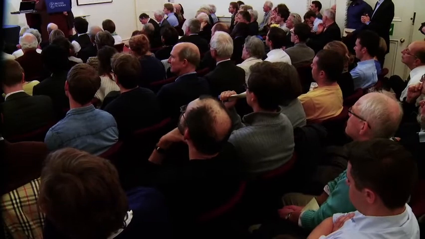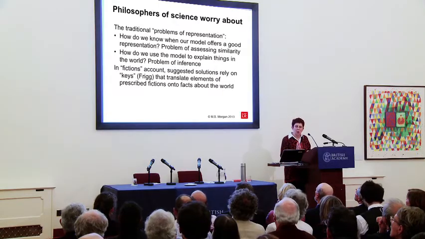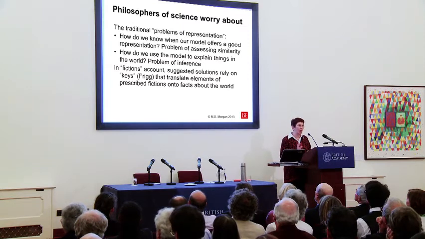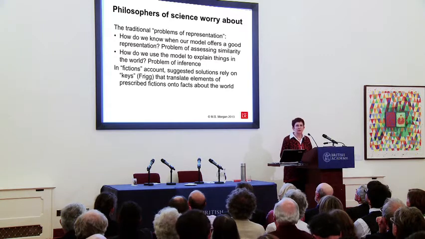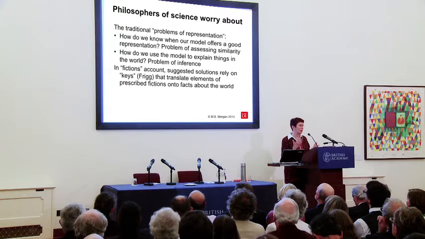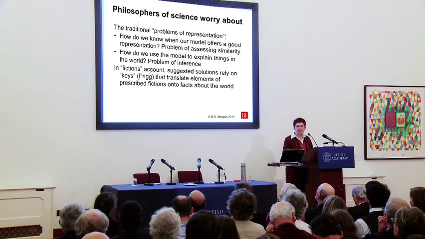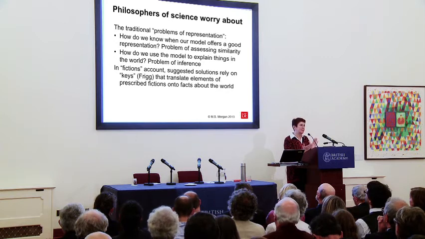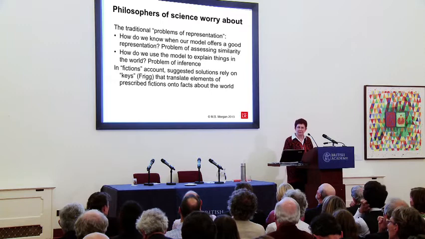So, back to philosophy of science for a minute. Philosophers of science, when they're thinking about models, worry about a traditional problem of representation. How do we know when our model offers a good representation? This is a problem of assessing the similarity between our model of the world and the world that we live in and know of. And then how do we use the model to explain things in the world? That is, can we use the model to do more than say, this is a picture of the world, but actually use it to try and explain things in the world?